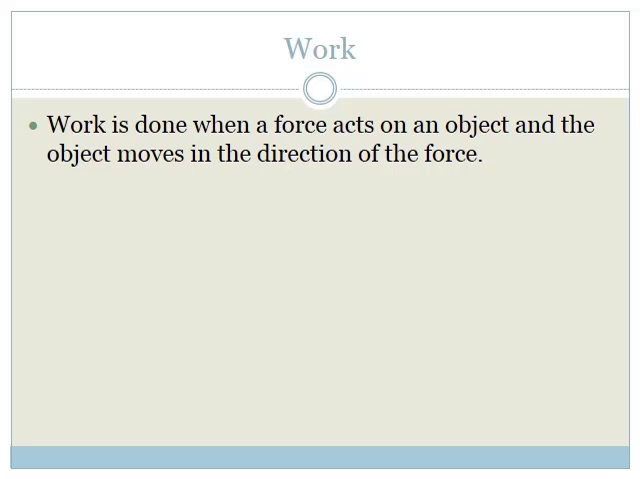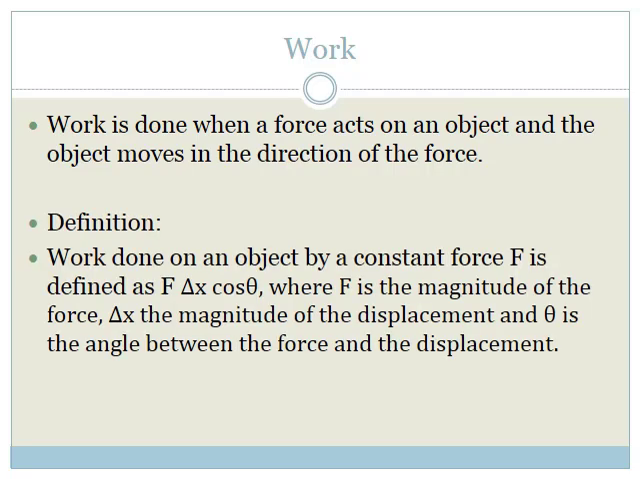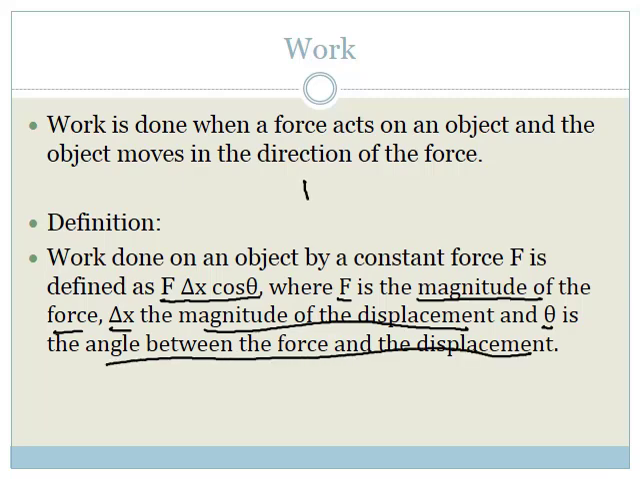Okay, please remember that. So the formal definition of work is: work done on an object by a constant force is defined as F delta x cos theta, where F is the magnitude of the force, delta x is the magnitude of the displacement, and theta is the angle between the force and the displacement. Okay, so we've got F delta x cos theta equals work done, where F is how much we're pushing it, delta x is how far it is moving, and cos theta is obviously working out the angle that we're pulling it or pushing it at.